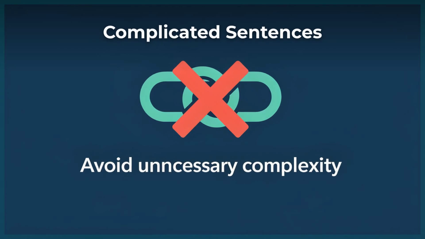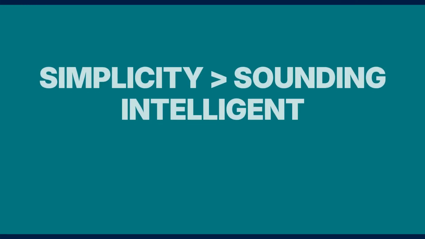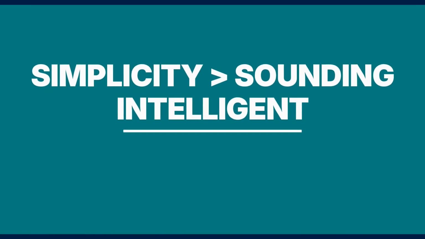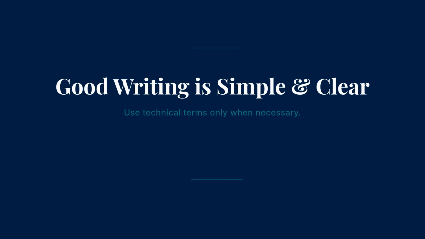Keep your sentences clear and not too long. Long and complicated sentences make it hard to understand your message. At the same time, do not try to sound overly complex just to appear intelligent. Good academic writing is simple and clear, not confusing.